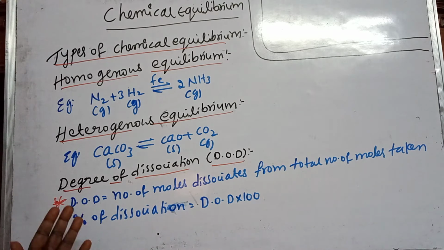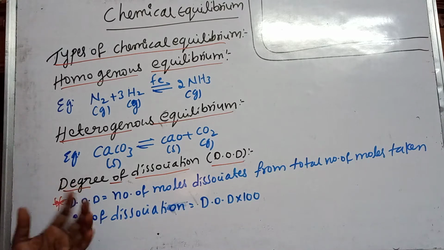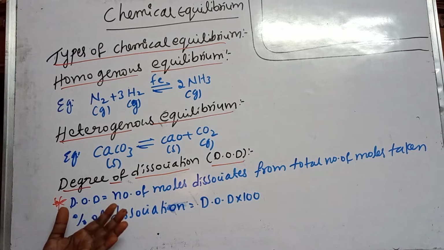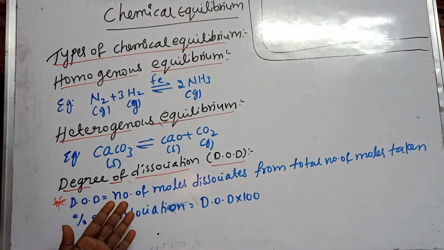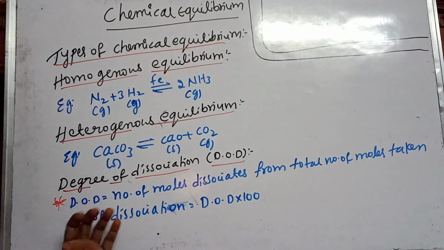Next, see here, degree of dissociation. Actually, many theoretical points are there in chemical equilibrium, but from the MSET point of view, degree of dissociation is given. The important topic for MSET is degree of dissociation. So we have to find out the degree of dissociation.